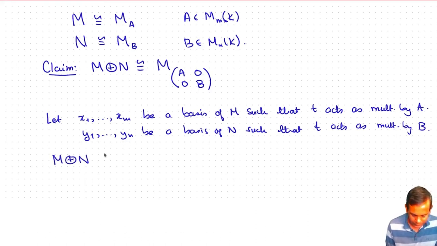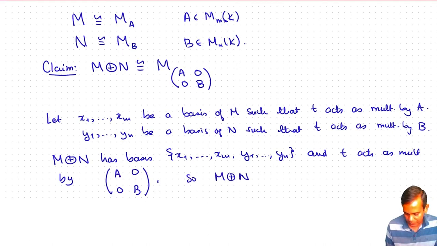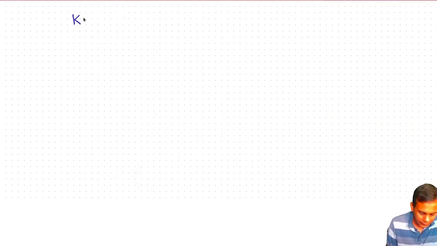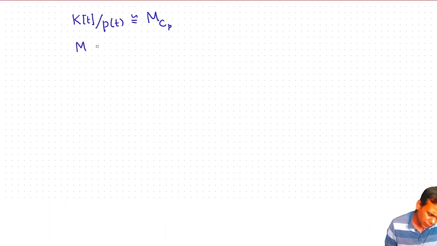So M direct sum N has basis x1 up to xm, y1 up to yn, and with respect to this basis T acts as multiplication by the block matrix A, 0, 0, B, and so M direct sum N is isomorphic to M of A 0, 0 B. So, to summarize, we've seen that K[T] mod P(T) is isomorphic to M of C_P, where C_P is the companion matrix of P, and we've seen that if M is isomorphic to M_A, and N to M_B, we can write it like this, M_A direct sum M_B is isomorphic to M of the block diagonal matrix A, 0, 0, B.